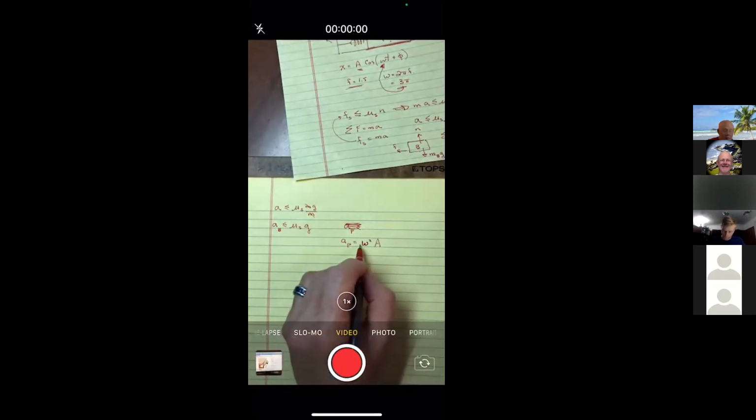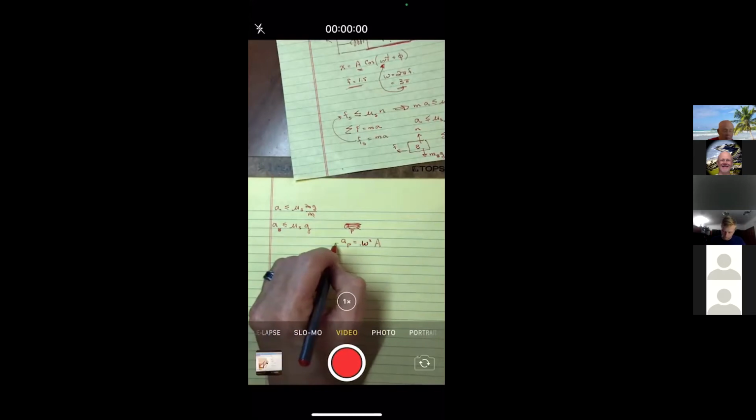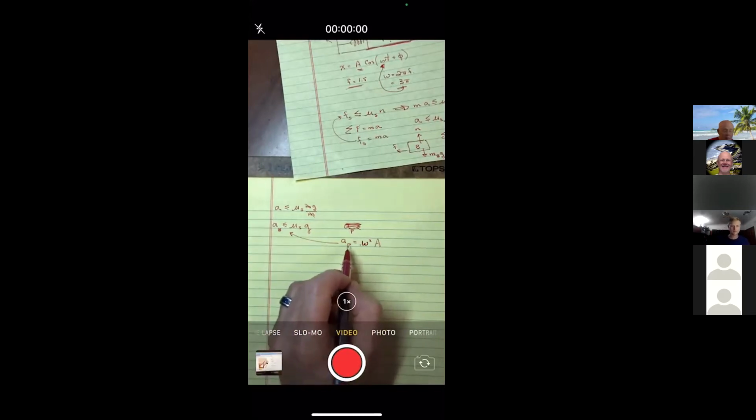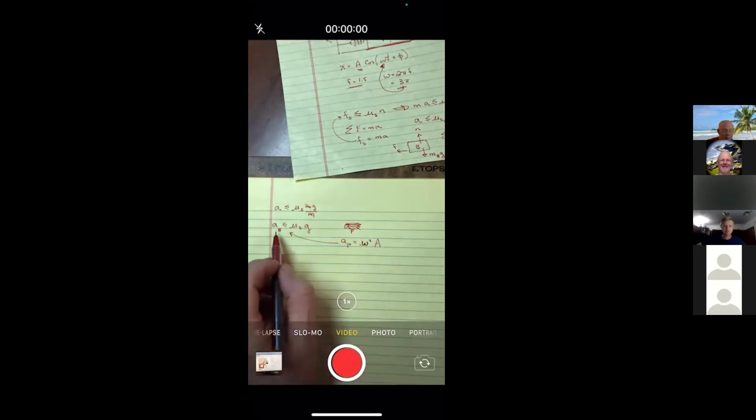So putting that over into here by saying that block P would have to have the same acceleration as block B in order for them to stay together, then I could say that omega squared A must be less than or equal to the coefficient of friction times G. Or what we're after is A must then be less than or equal to the coefficient of friction times G divided by omega squared.